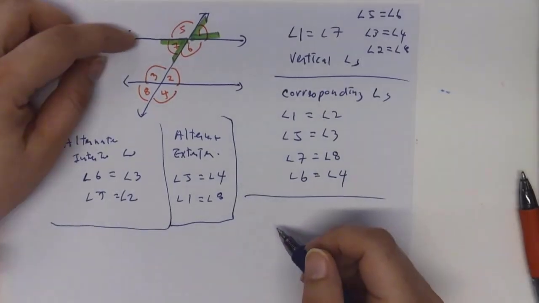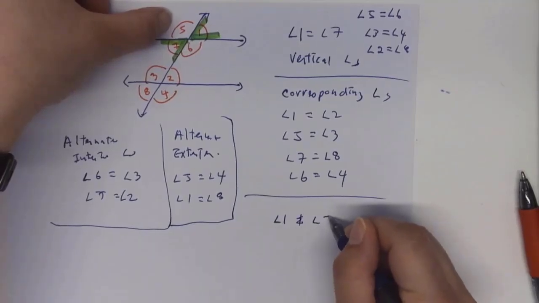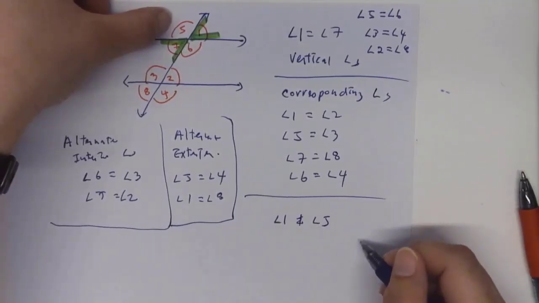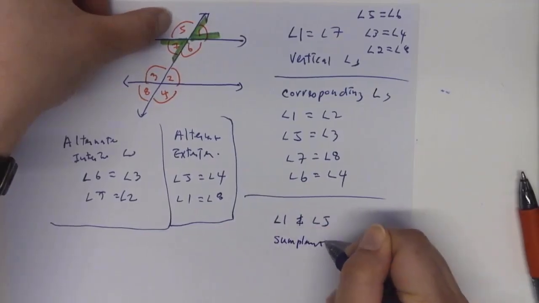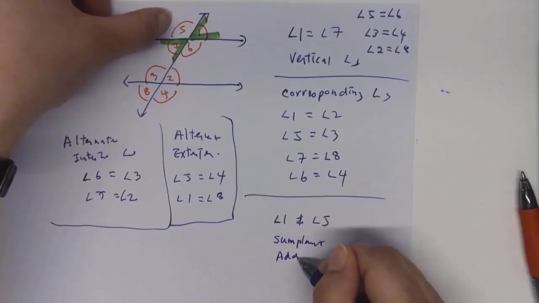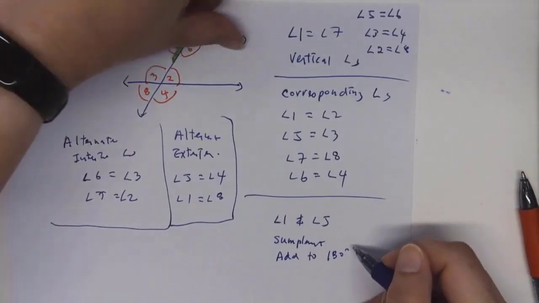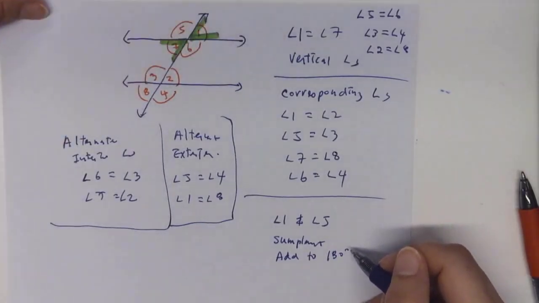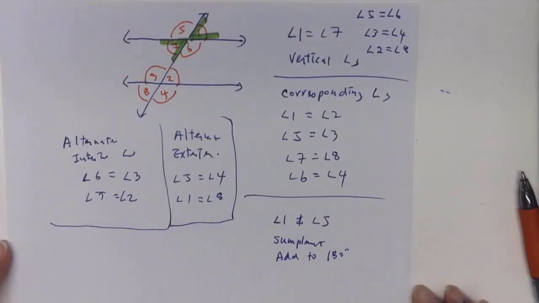How about angle 1 and angle 5? They are not the same, but they are what? Supplementary, because they add up to 180. So as long as two angles side by side form a straight line, they are supplementary, okay? If you know one of them, you can use 180 to subtract to get the other one, right?